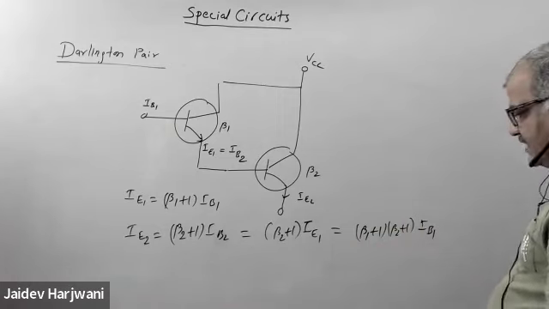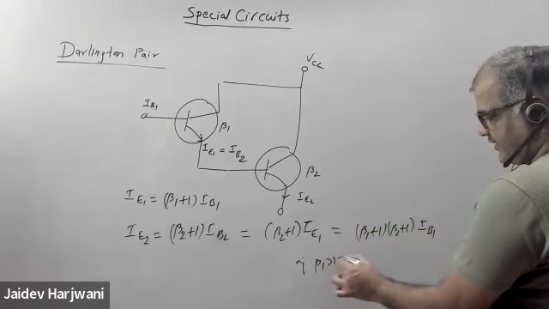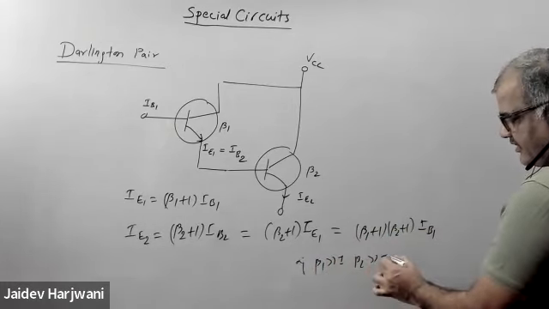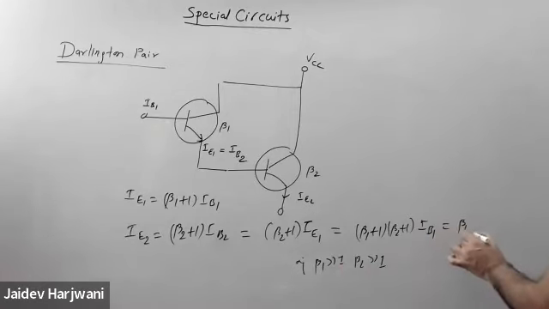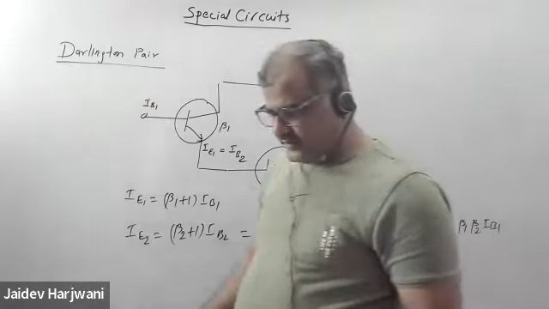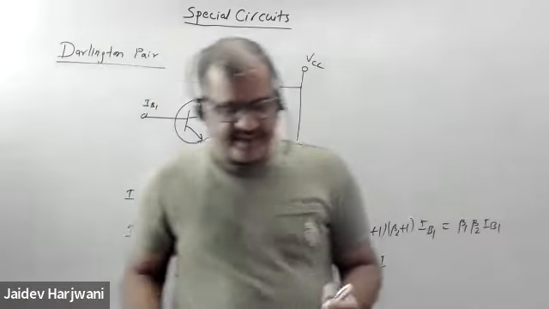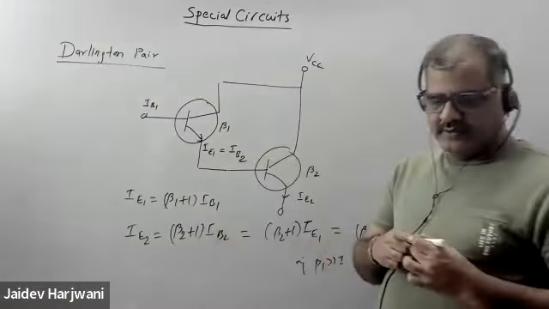Now if beta 1 is much greater than 1 and beta 2 is much greater than 1, then of course you can write here beta 1 beta 2 IB1. So what happens when these transistors are in pair? Your gain gets enhanced. You have current IB1 and you are getting the gain of beta 1 times beta 2.